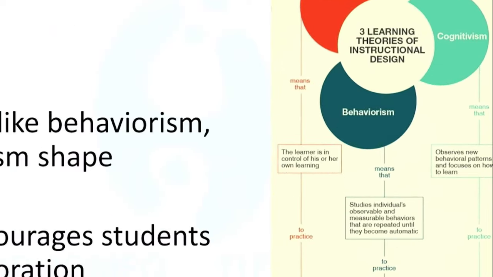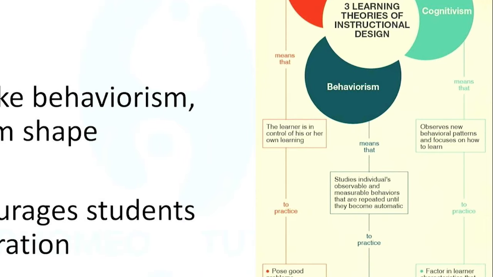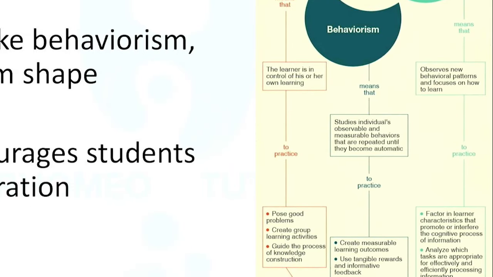A little information about these theories. Constructivism means that the learner is in control of his or her own learning. They construct their own learning. Behaviorism deals with observable and measurable behaviors. The teacher observes the learners' behavior and tries to rectify certain misbehaviors and instill certain behaviors. These behaviors are practiced, and later on they become a habit. Behaviorism studies the individual's observable and measurable behavior that is repeated until it becomes automatic.